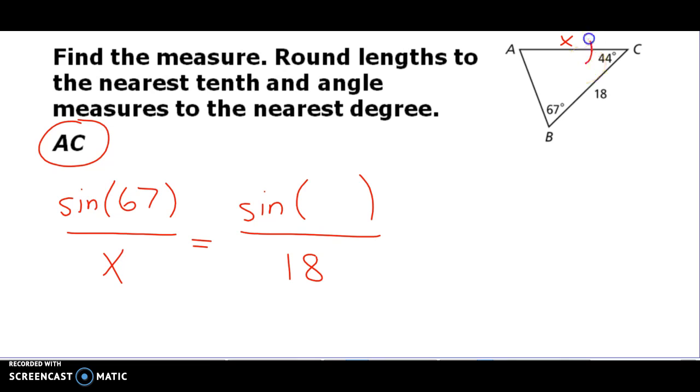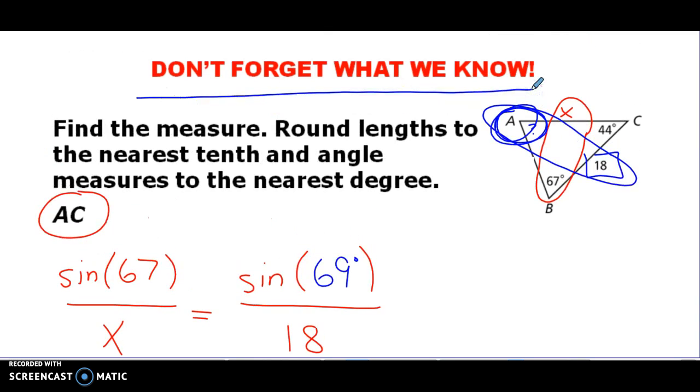I know 67 and I know I'm trying to find x. The problem is I don't know the angle that is across from that 18. I have to know angle A for law of sines to work. So how do you find, Tatum, the third angle when I know two of them? Good. So our missing angle A should be 69 degrees. That was the one that was missing. That's what I mean by don't forget about the basics. Don't forget about what we know. You've known how to find the third angle of a triangle for the past 3 months. So don't forget the basics.